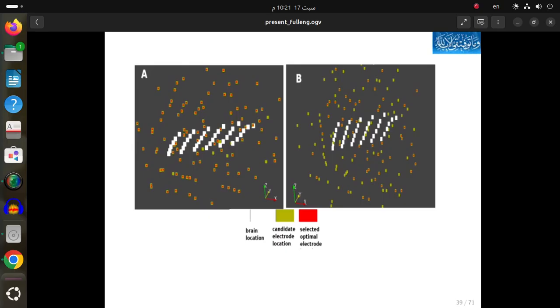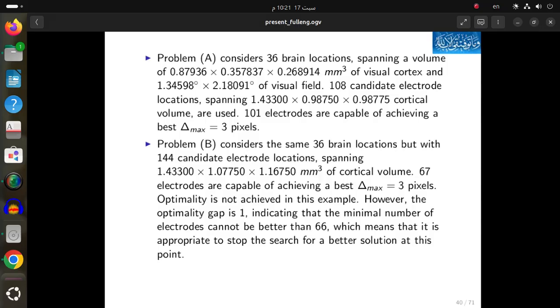In the first problem, we study 36 brain locations, and we have 180 candidate electrodes, and we define the best maximum, the best delta max, the best visual error we want at all locations. At all locations, we want the visual error not to exceed 3 pixels. We find that 101 electrodes are capable of achieving this desire.